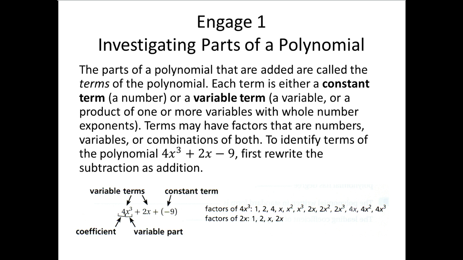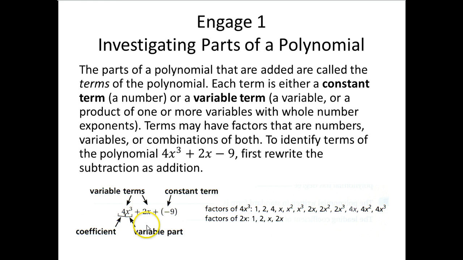The parts of a polynomial that are added together are called the terms of the polynomial. So notice in this polynomial here that this would be called a term, this would be a term, and this would be a term, because notice that all of these three objects are being added together.